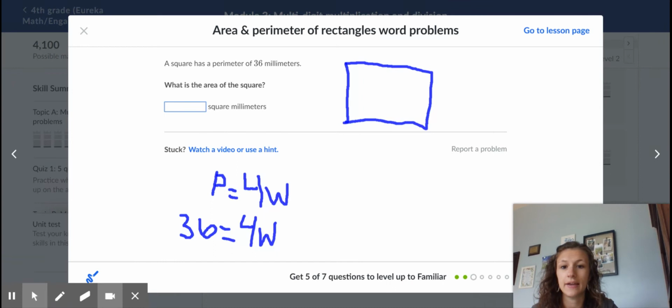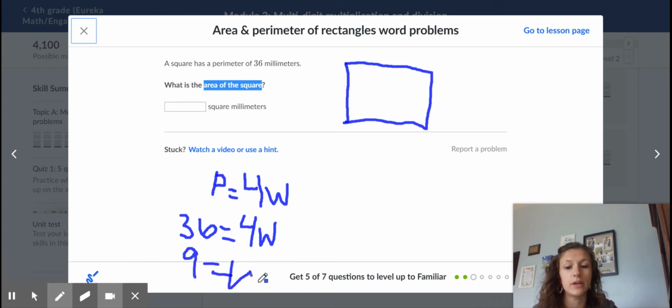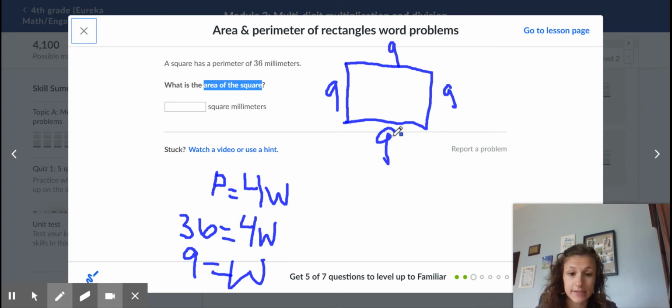Looking back at my question, it asks, what is the area of the square? I've figured out that 9 is equal to the width. But this is why it's so important to reread the question, because it's not asking me what the width is, it's asking me what the area is. So this one's 9, this one's 9, this one's 9, this one's 9, because 9 plus 9 is 18, plus 9 is 27, plus 9 is 36.